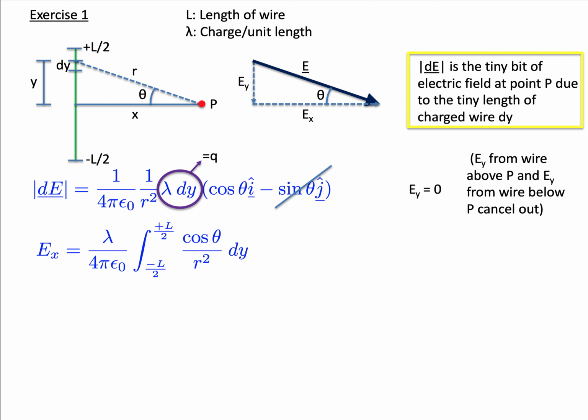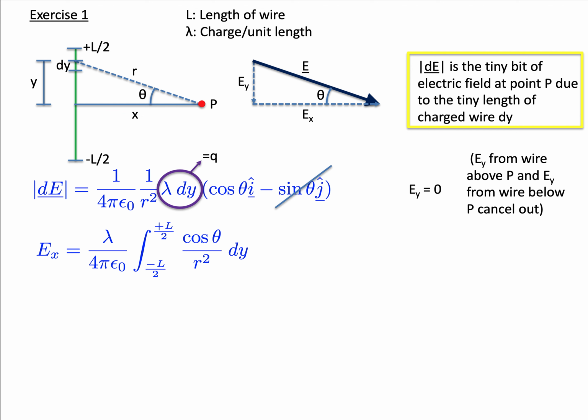You could, if you wanted, just integrate to the midpoint and then double your answer, as the top half of the wire will contribute the same as the bottom half by symmetry. But here I've just integrated the whole thing so that our limits are from minus L over 2 to plus L over 2.